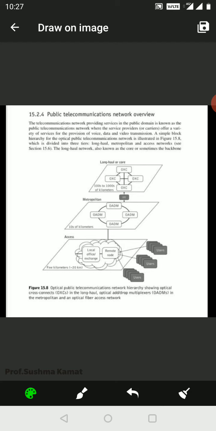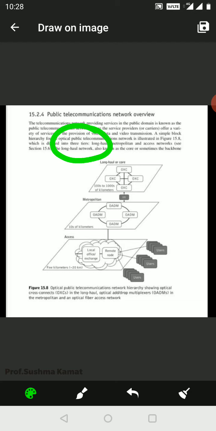So whenever we consider a block diagram of this, it will be having 3 blocks. The first one happens to be the long haul, second is metropolitan, and the third one is access. We do call these blocks tiers. So here it is mentioned there will be 3 tiers, that is long haul, the first one, second is the metropolitan, and the third one is access.